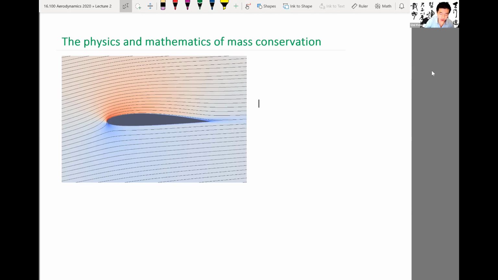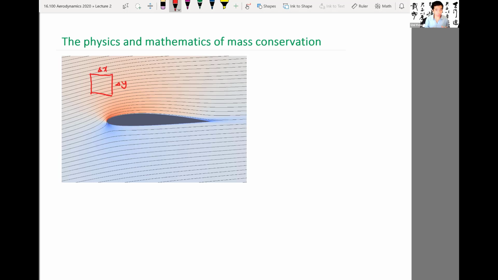To start looking at mass conservation, we always need to draw a control volume. So let's just focus on this picture here and draw a control volume that is a square of length delta x equal to delta y. Okay, so let's assume delta x is equal to delta y. And let's look at how mass changes within this control volume.